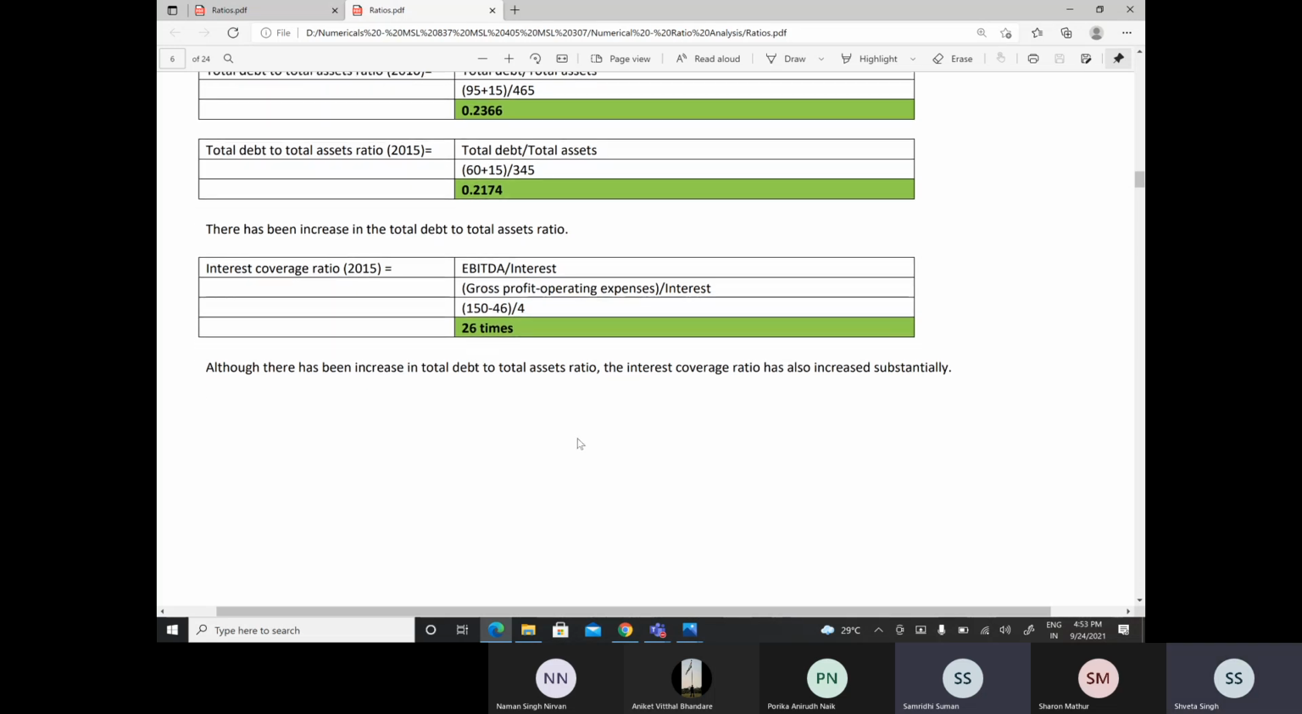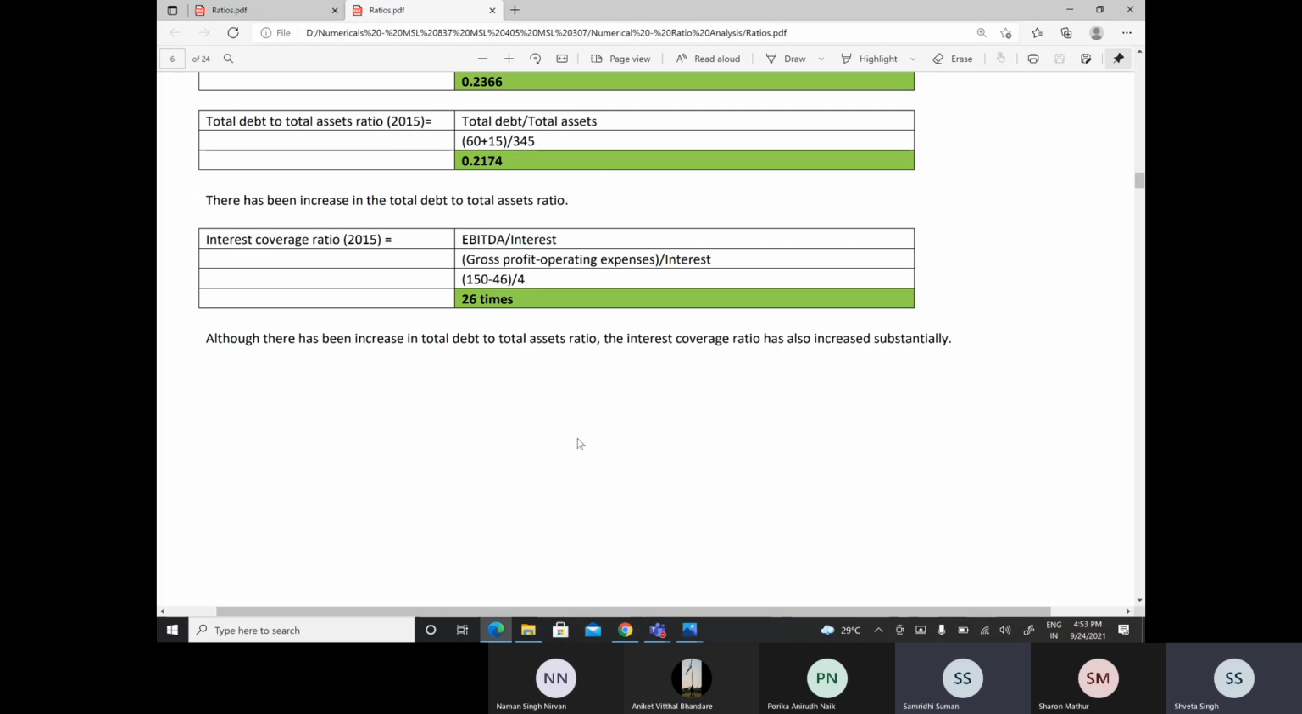Although there has been an increase in total debt to total assets ratio, the interest coverage ratio has also increased substantially. So this is basically showing that even though we have taken more debt and we've increased our assets, the interest coverage ratio has also increased, showing that our earnings are also increasing accordingly.